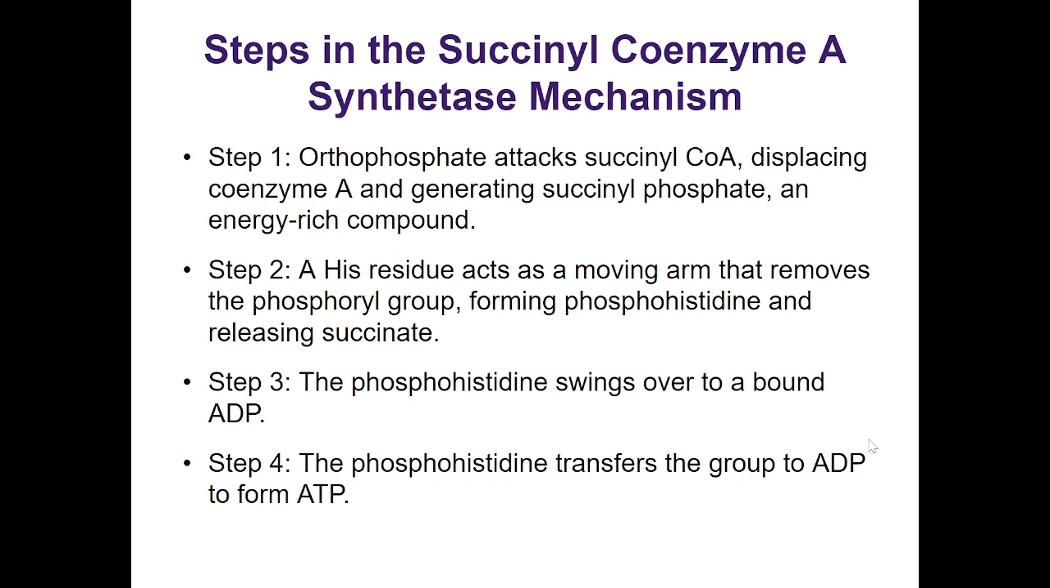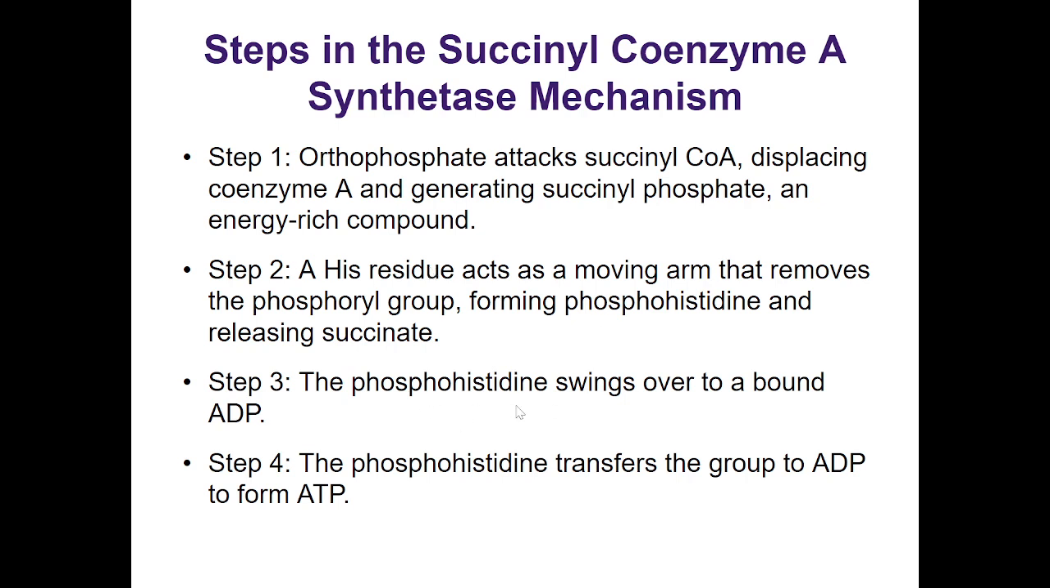So step 1 is going to be the orthophosphate attacking the succinyl-CoA. This will displace the coenzyme A, generating your succinyl phosphate, an energy-rich compound, of course. The His residue is going to act as your moving arm. This is going to remove the phosphoryl group, forming the phosphohistidine. This will release the succinate. Step 3, by the way, notice that at this point we've actually gotten rid of what is called the substrate. Okay? At this point we have actually completely gotten rid of the substrates. All that's left is the orthophosphate attached. Okay?